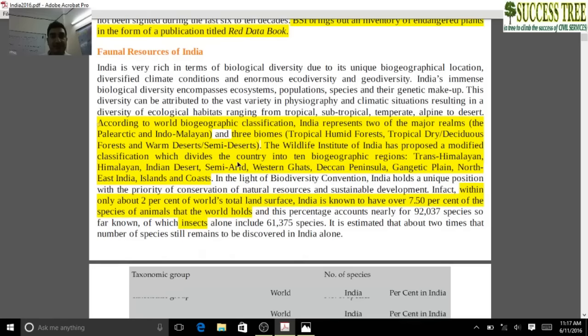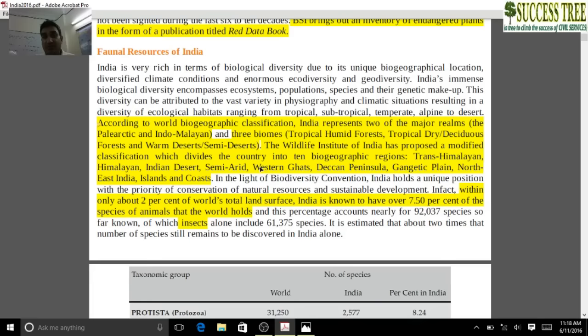Faunal resources. So next one is the faunal resources. Flora, the plants; fauna means the animals. So here we find the classification according to World Biogeographical realms. India represents 2 of the major realms. Which 2 realms are in India? Palearctic and Indo-Malayan. You should remember that these are the 2 major realms that India represents.